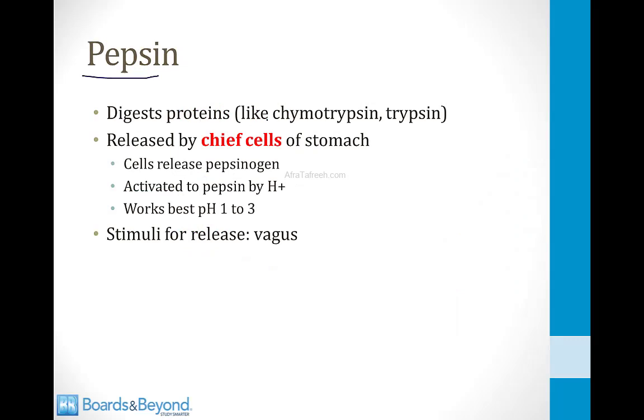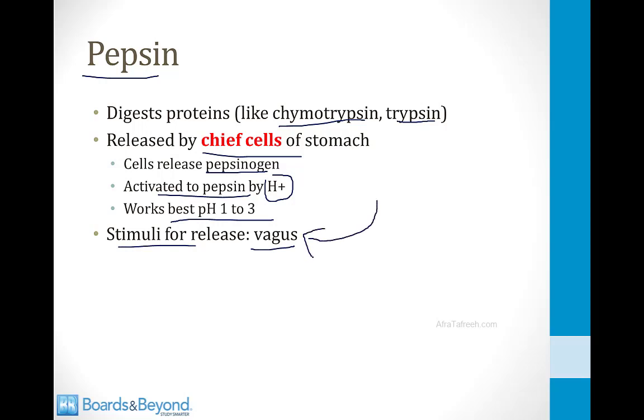Pepsin digests proteins just like the enzymes that come from the pancreas, chymotrypsin and trypsin. Pepsin is released by the chief cells as an inactive structure called pepsinogen, and pepsinogen is activated to pepsin by the protons in the stomach. It works best at pH 1 to 3, so it works best in the stomach where the pH is very low. And the stimulus for the release of pepsin is the vagus nerve. So when you are about to eat and you're thinking about eating, your vagus nerve gets activated and it stimulates the release of pepsin into the stomach, so it is waiting to digest the proteins that you consume in your meal. And that concludes our module on GI secretions.